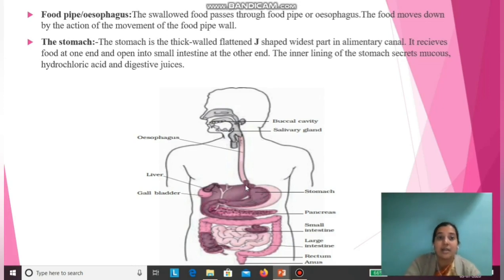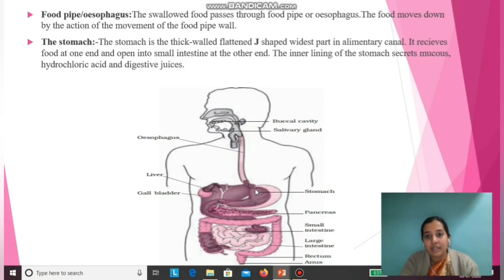Okay, now the stomach is thick walled. Can you see, it is a thick walled, J shaped, widest part in the alimentary canal. It receives food at one end. So from the esophagus, the food enters here, and it exits from the other end. That means there is one opening here and one opening here again. From here it enters into the small intestine at the other end.